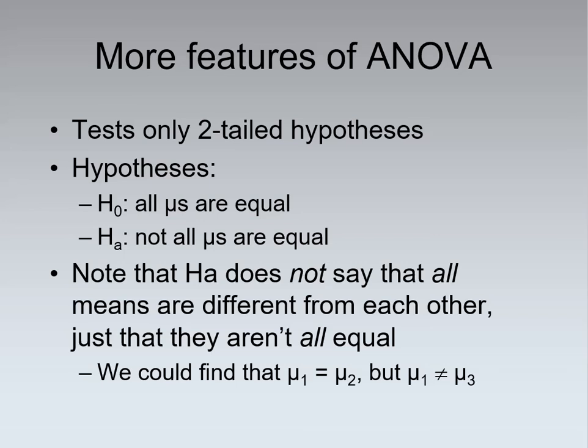So we can find something like mean 1 equals mean 2, but mean 1 doesn't equal mean 3. Since mean 1 doesn't equal mean 3, we know that the null isn't true because they're not all equal. For it to be all equal, mean 1 would have to equal mean 3.